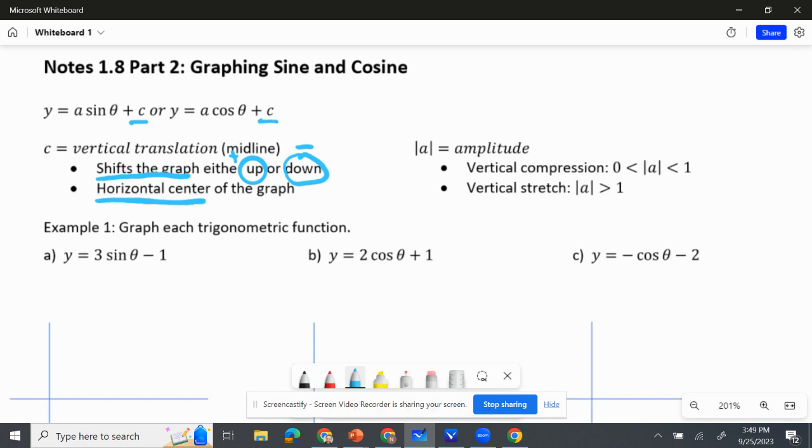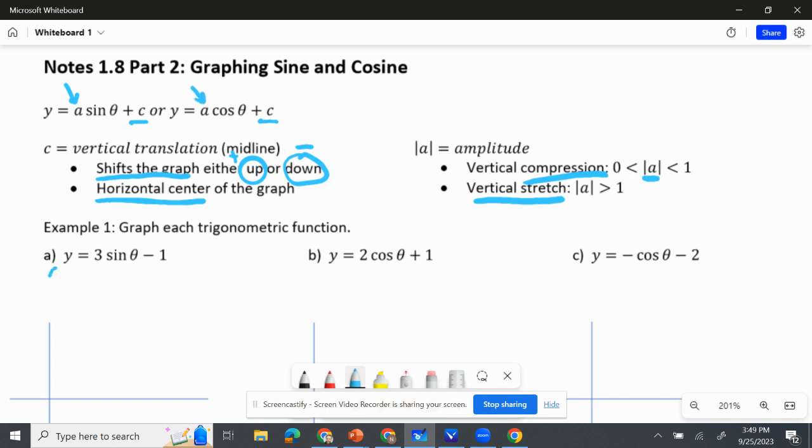Now, the amplitude is either a vertical compression, that means it gets smaller if our a value is in between 0 and 1, or it's a vertical stretch if our a value is greater than 1. And the a value is the number in front of either the sine or the cosine.